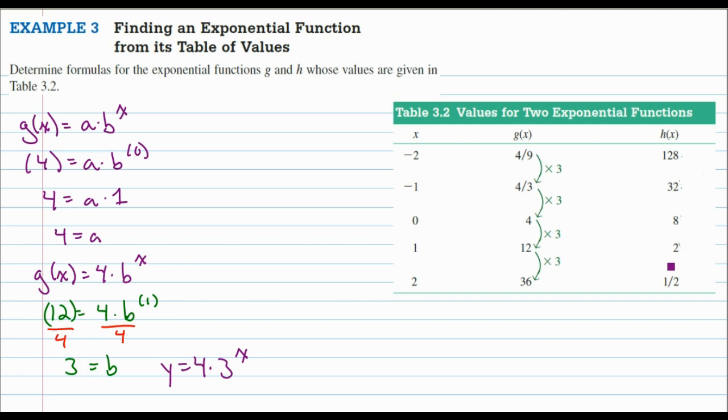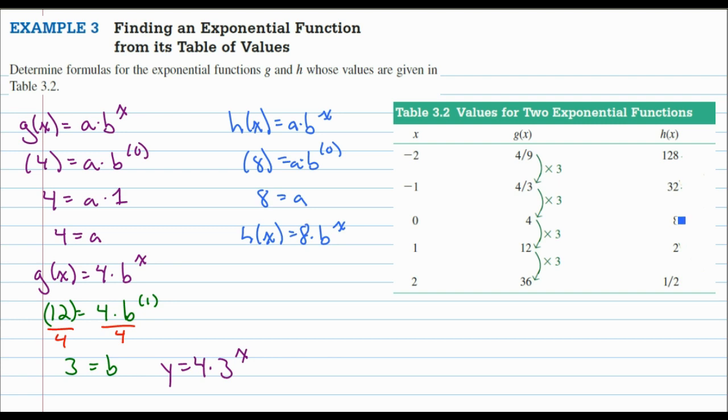Now we can do the same procedure for h of x. H of x is going to be an exponential function, a times b to the x. I'm going to plug in its initial value first, 0, 8. So I'm going to plug in 8 for the output and 0 for the input. B to the 0 is 1, so a equals 8. So far I have h of x equals 8 times b to the x.